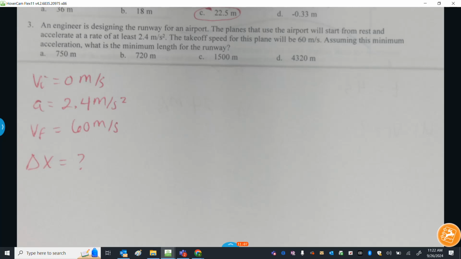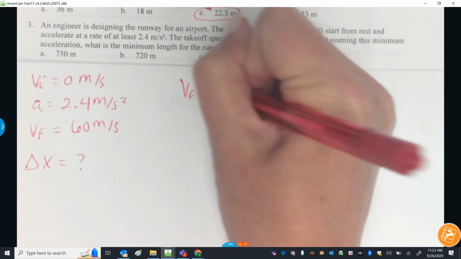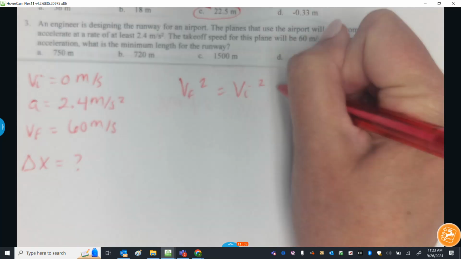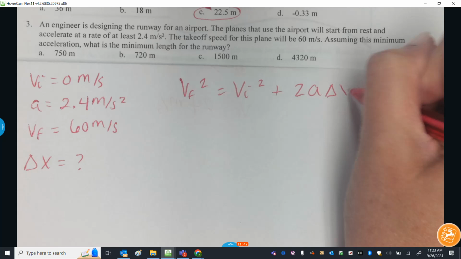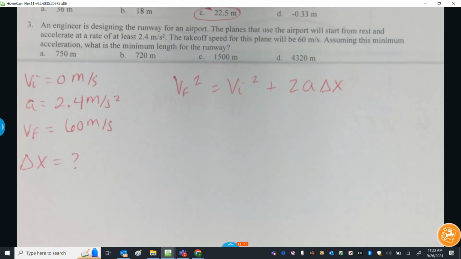Okay. So, again, if you've labeled them, you can now take a look at your list of equations, and you're trying to find an equation that allows you to solve for displacement when you know VI, A, and VF. And there's only one formula up there that allows you to do this in a single step. It can't have time in it, because I don't know that. So that eliminates a bunch of them, except for one right off the bat. And so the one you have to use is this one. VF squared equals VI squared plus 2A delta X. Okay, that's the only one that allows you to solve it in a single step.